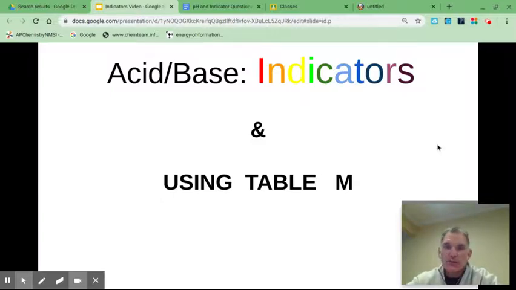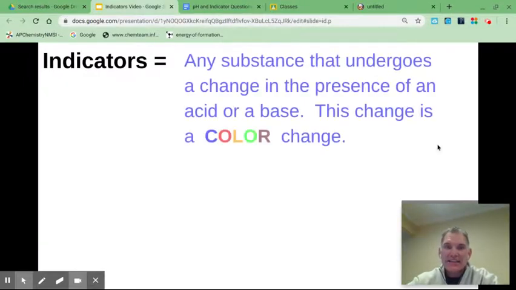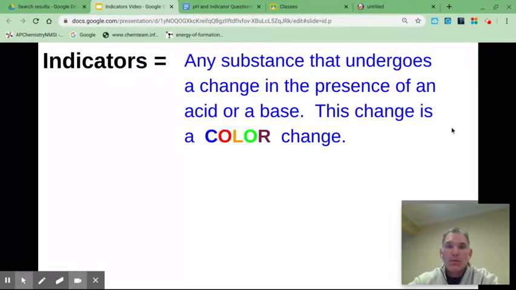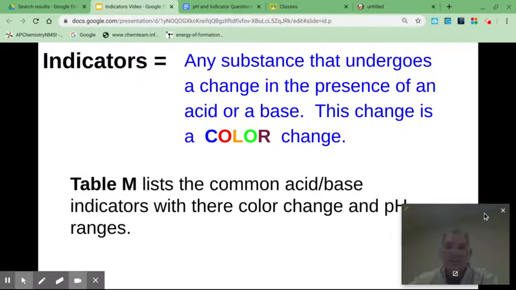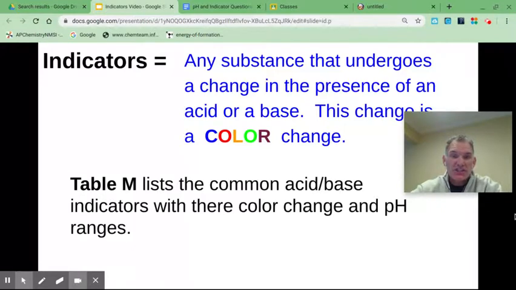First things first, though, we need to know what an indicator is. An indicator is any substance that undergoes a change in the presence of an acid or a base. This change we're going to see as a color change. When we're experiencing the color changes, I need to know then very simply, which indicator am I using and the color change that I should see based on the given pH range.